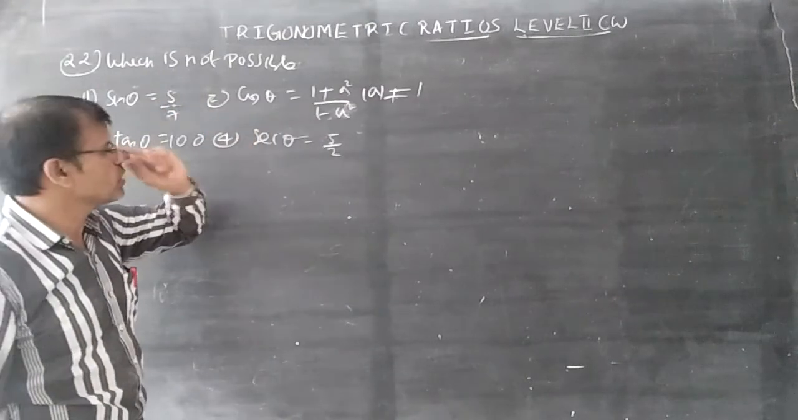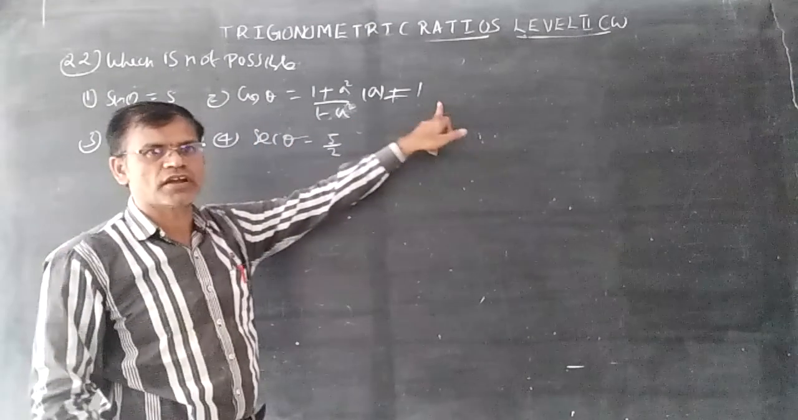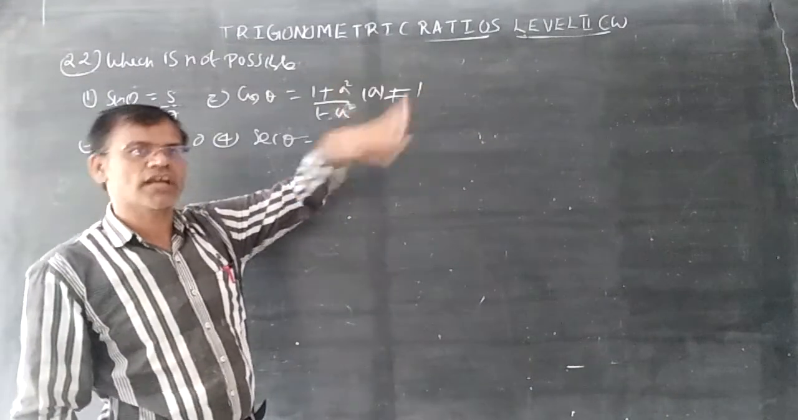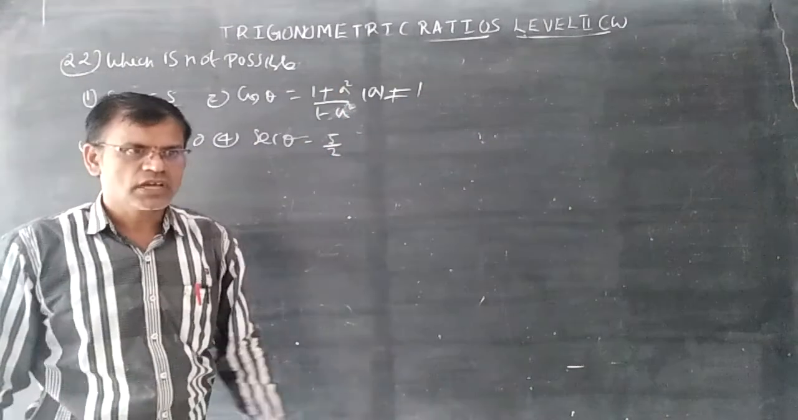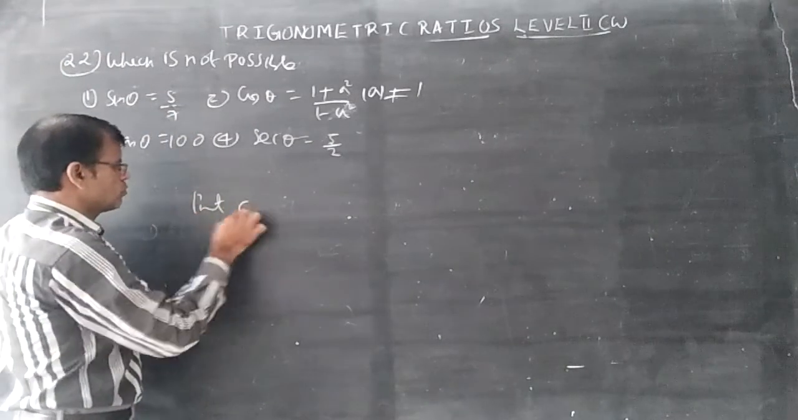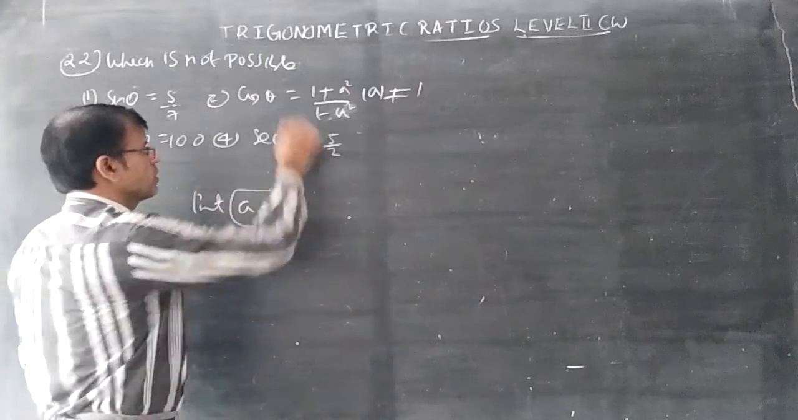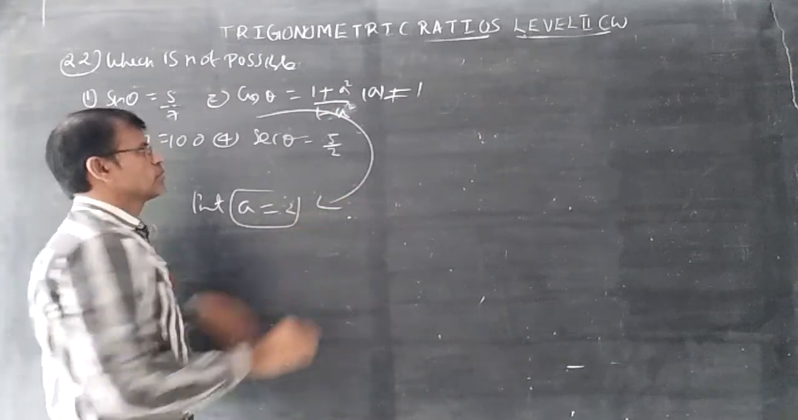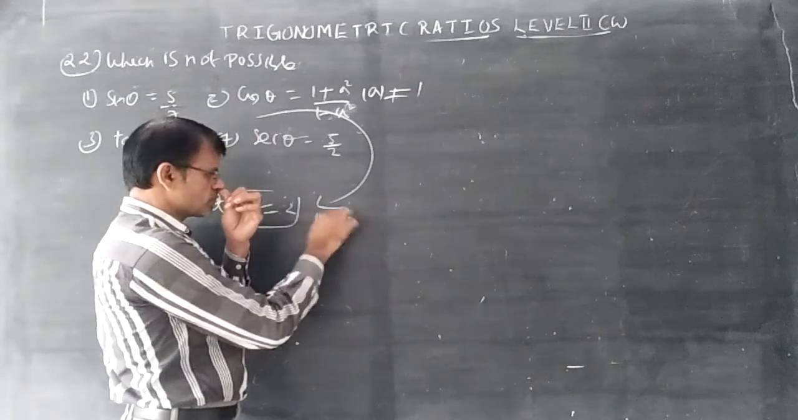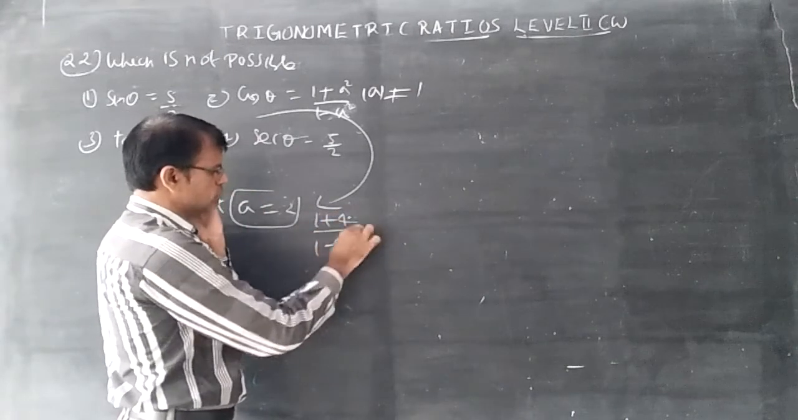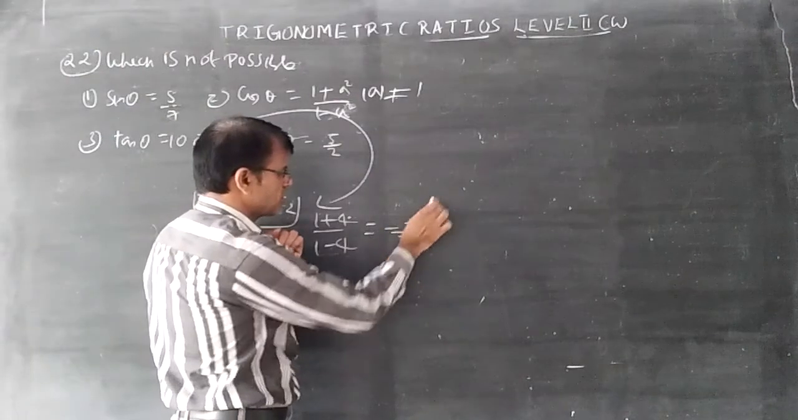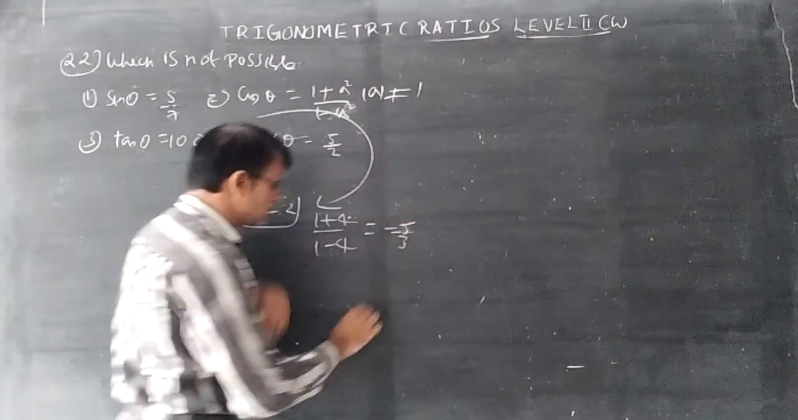Cos theta equal to 1 plus a square by 1 minus a square. He is discussing mod a not equal to 1. Mod a means a is positive, take any positive number greater than 1, any value, for example 2, 3, anything. Okay, put a is equal to 2, I am writing. Now substitute here. 1 plus a square becomes 1 plus 4 by 1 minus 4. The value is 5 by minus 3. So minus 5 by 3. Can you say the value? Minus 5 by 3.